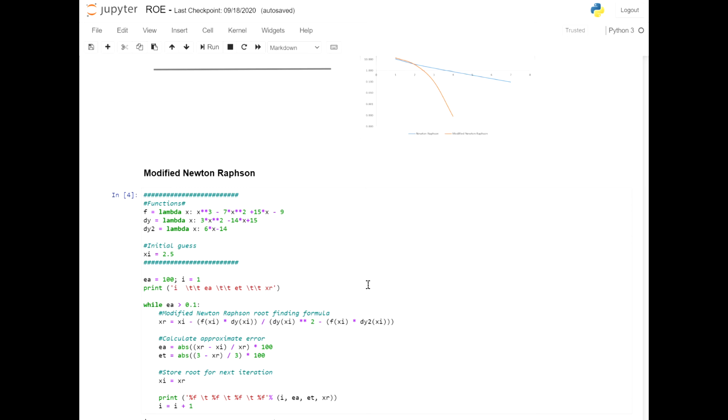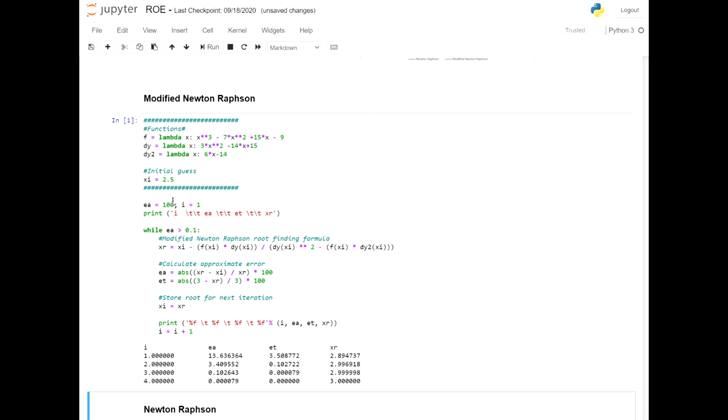So let's run the code for, in this case, an initial guess of 2.5 and an approximate error of 0.1%. So let's do that. If I run this, you can see that we have only gone through 4 applications of the modified Newton-Raphson, and we definitely got below 0.1% error. This is an approximate error of 0.000079, and a true error of actually 0.